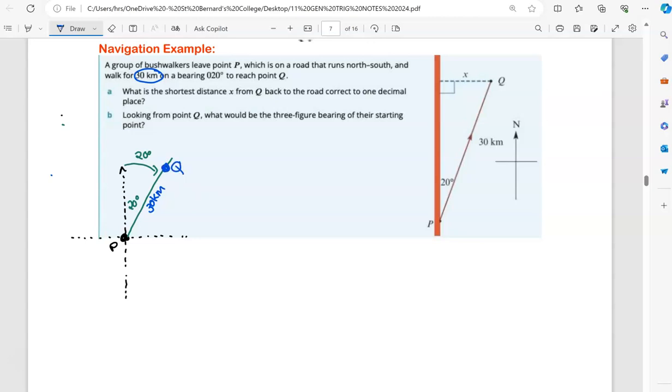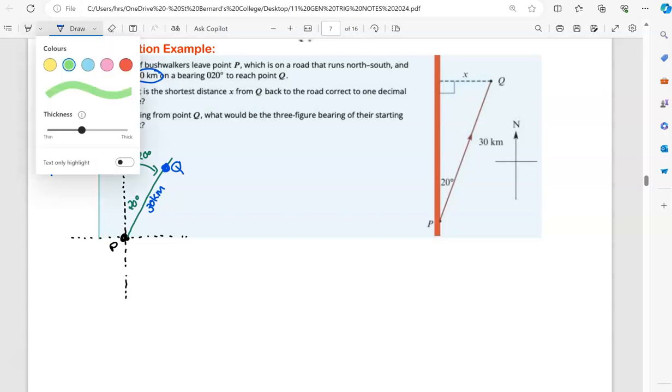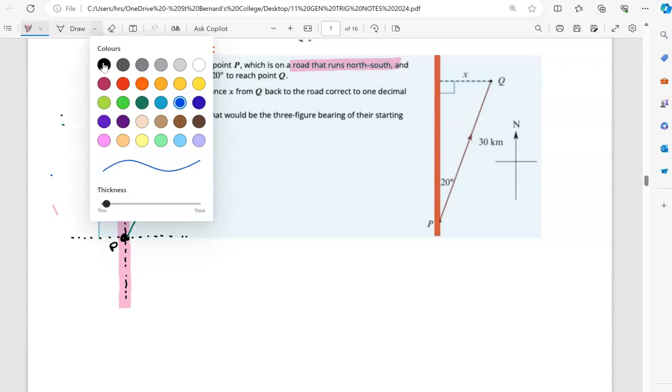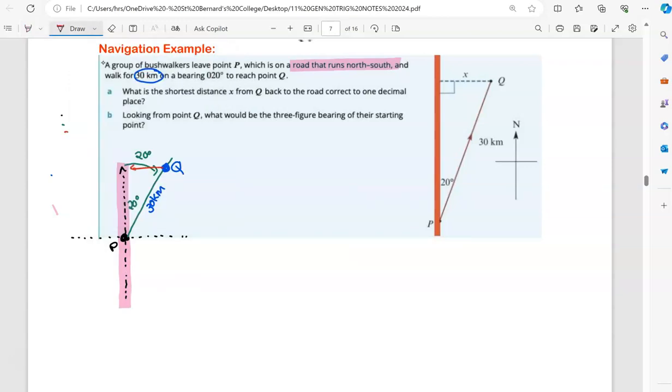Now, what is the shortest distance, and they want you to call it X, from Q back to the road? What they said was they started on this point, and I'll just highlight it, on a road that runs north and south. So they're meaning this, yeah? Do you think that the quickest way back to that road would be to go that way? Yeah. So there's the X, that's the X they're talking about.